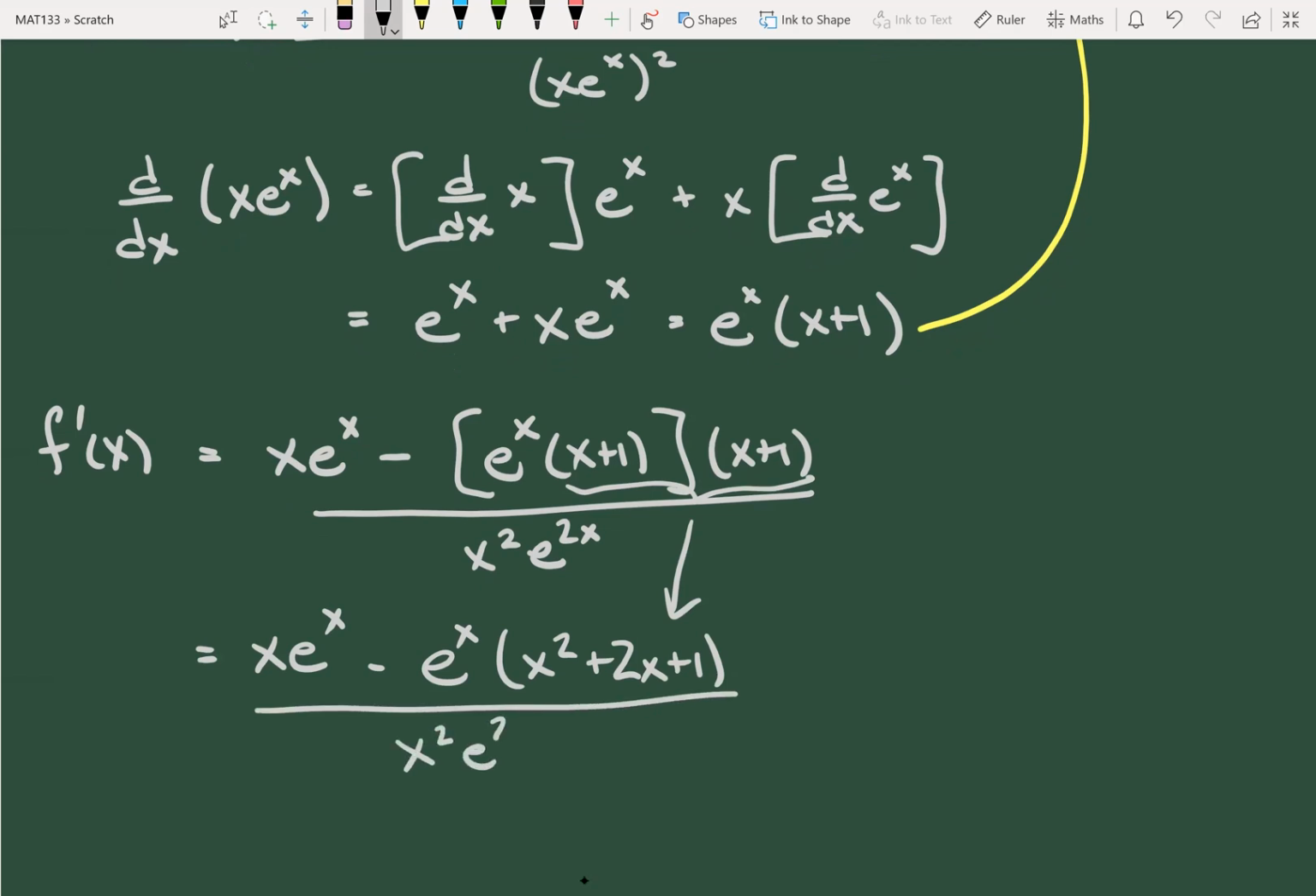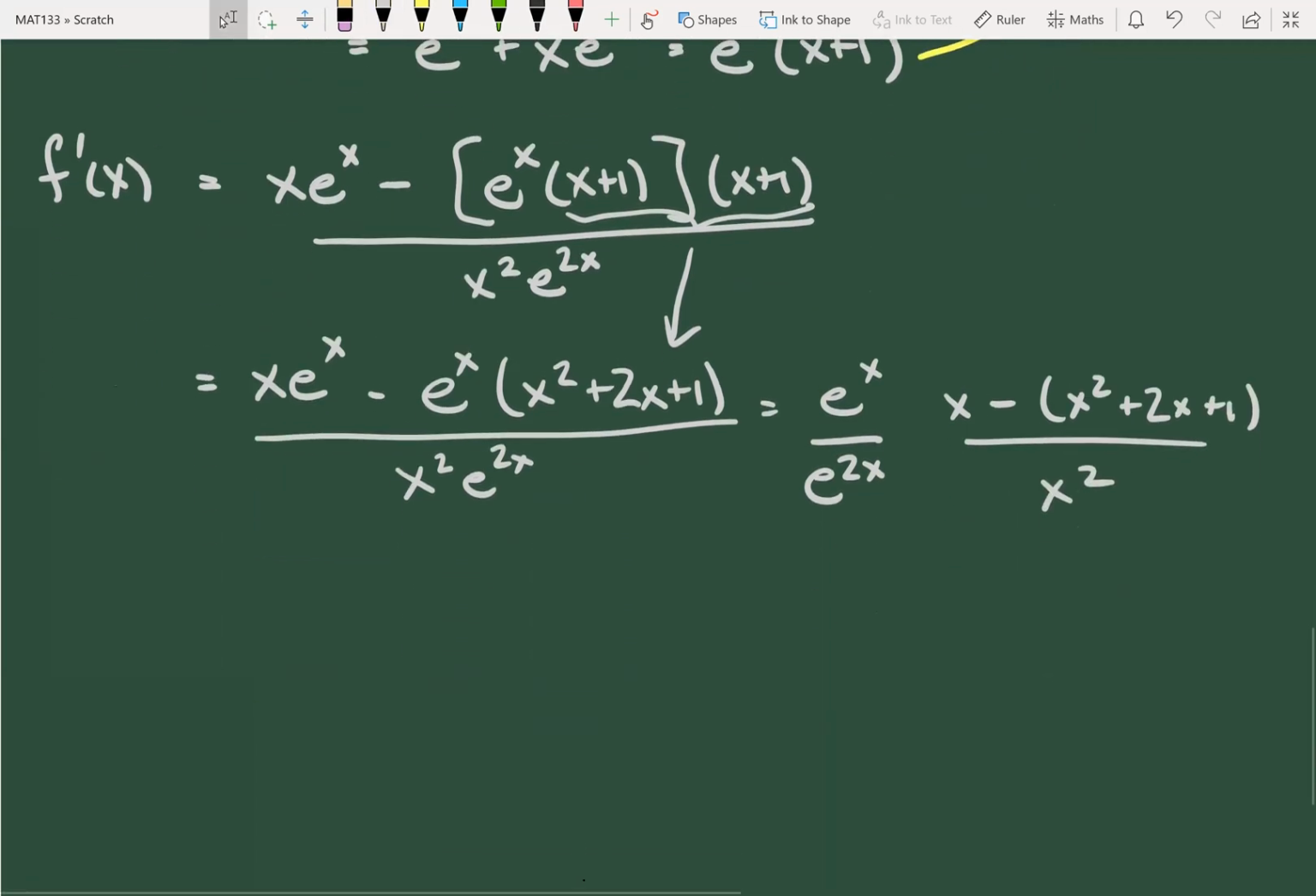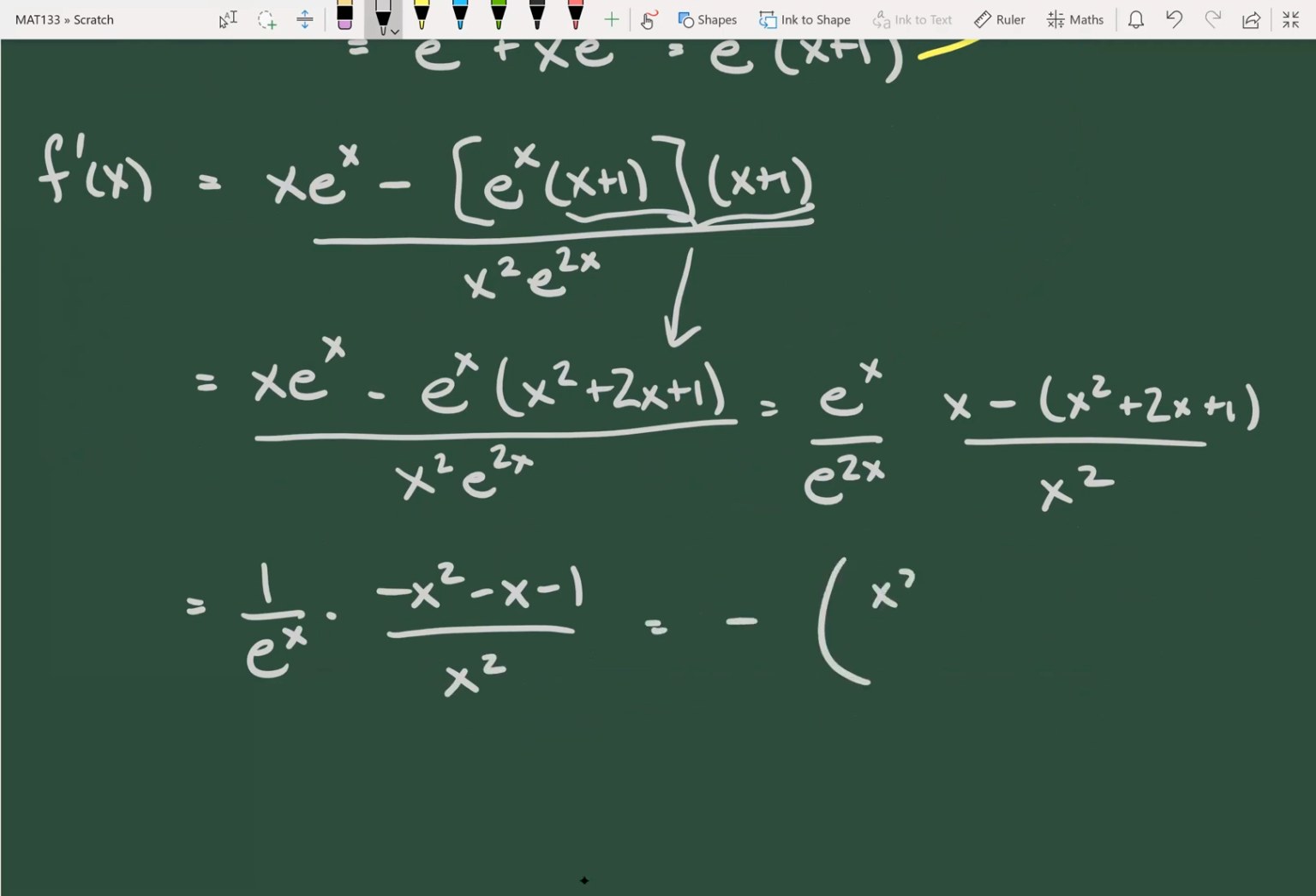X squared e to the 2x. And actually, if I want, I can factor an e to the x out of everything too, right? Maybe let me write that like this. Times x minus x squared plus 2x. There's a bunch of different ways you could do this, right? This is just kind of how I want to do it. And we see there's a little bit of simplification. So we're going to get 1 over e to the x times negative x squared minus x minus 1 divided by x squared, or negative x squared plus x plus 1 divided by x squared.